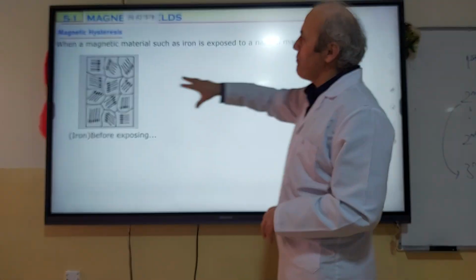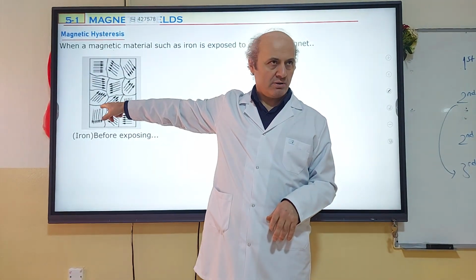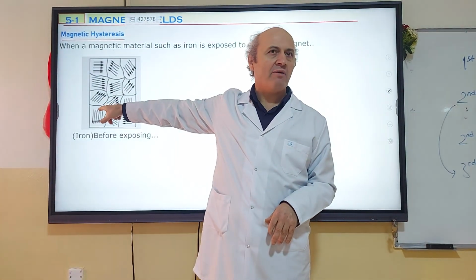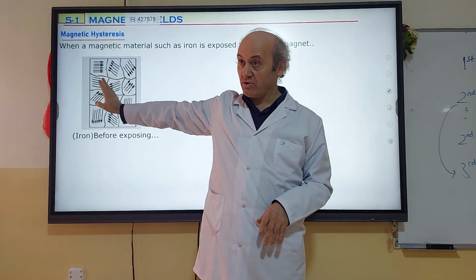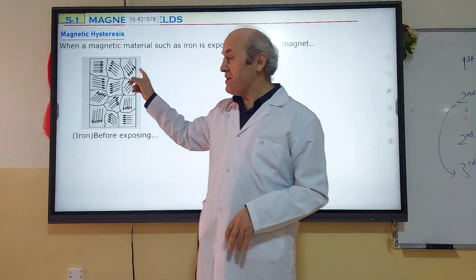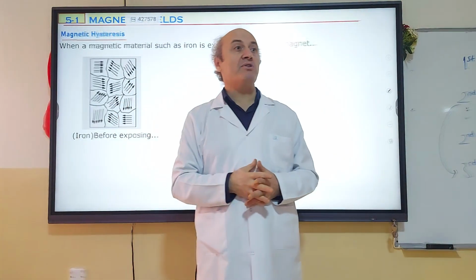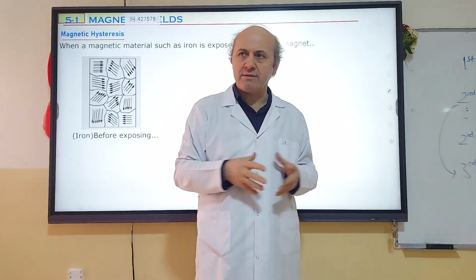Okay, what type of material is this? It's a magnetic material, like iron, cobalt, nickel. How do you understand? There are domains. Yes. The domains are in random directions, so the net magnetic field is zero. If we expose this magnetic material to a magnet, keep it close to a magnet.